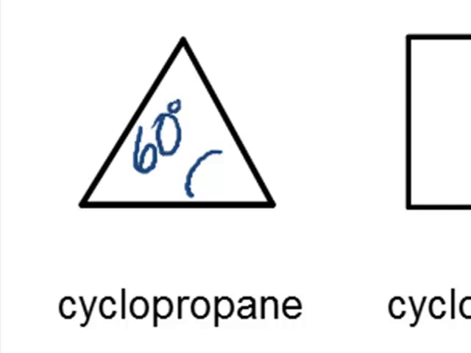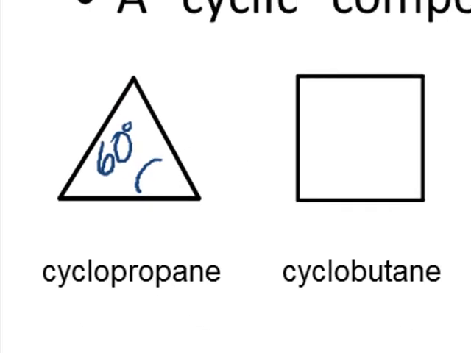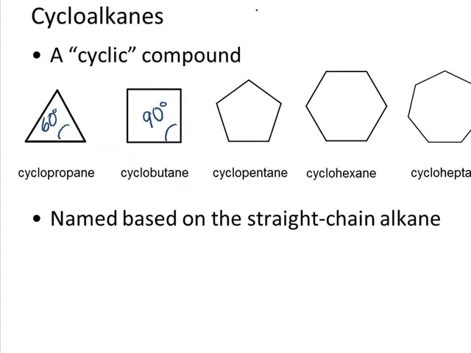That is dramatically smaller than 109.5 degrees, and because of that, it puts a lot of stress or strain on the carbons involved. It's not a very stable compound. That means it's not very likely to exist in nature. The same is true for cyclobutane. The angle in a cyclobutane molecule is slightly larger at 90 degrees, but it's still far off from 109.5 degrees.